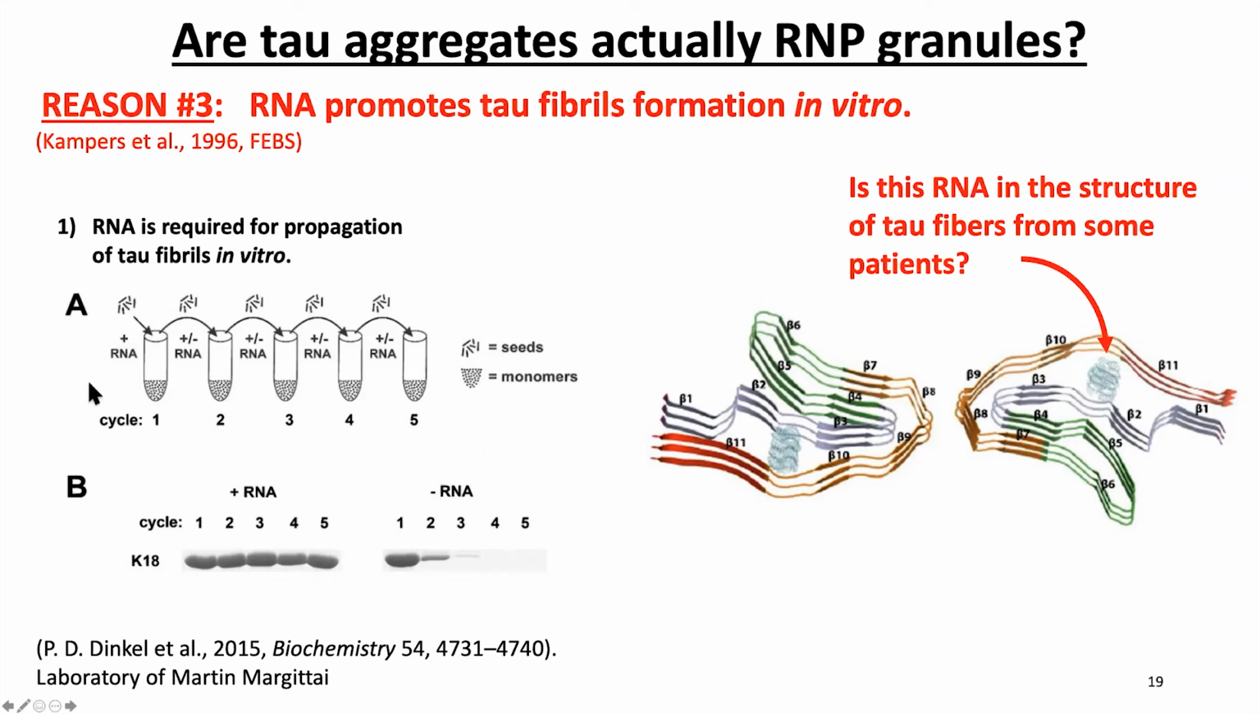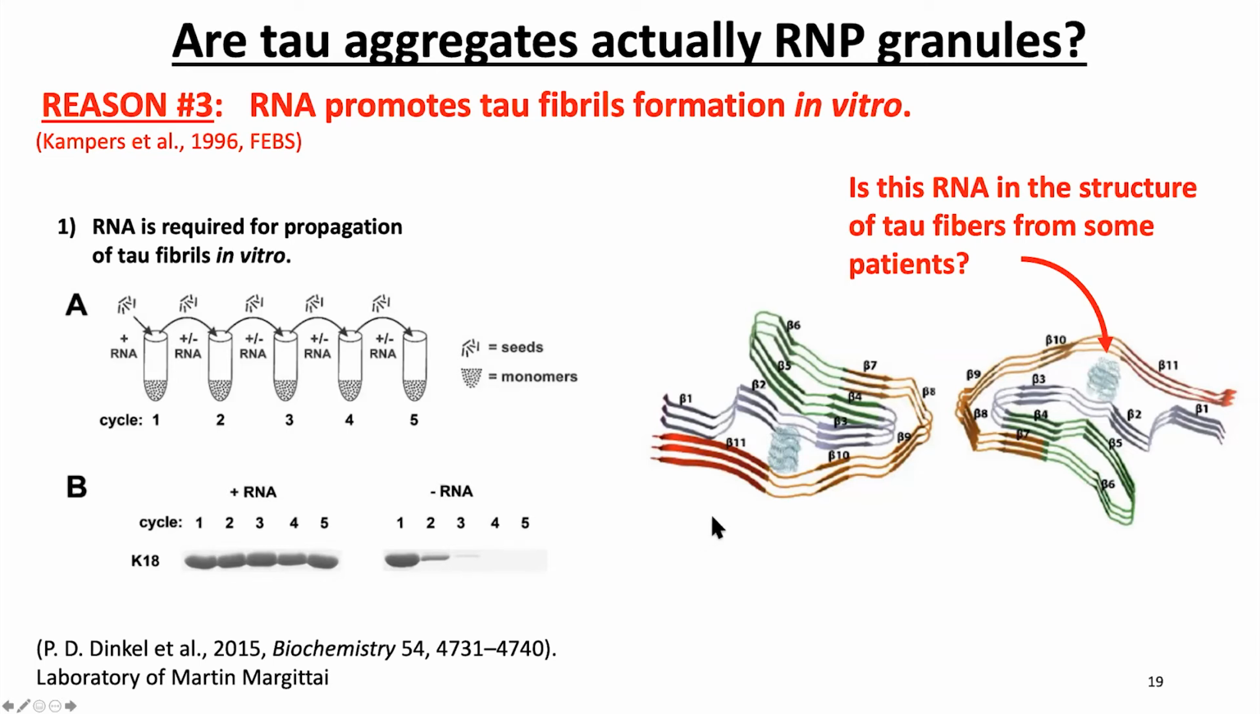And so this is an experiment done by Martin Margittai's lab, where he took tau protein, and if he adds RNA, he can actually make tons of tau fibers as detected here in a gel. And if he keeps taking a little bit of this and adding it to a tube with RNA and tau, he'll make more and more and more and more. But if he leaves out the RNA, what happens is he very quickly stops making new tau fibers. And so this suggested to us, maybe the ability to form these fibers in cells actually requires RNA molecules.